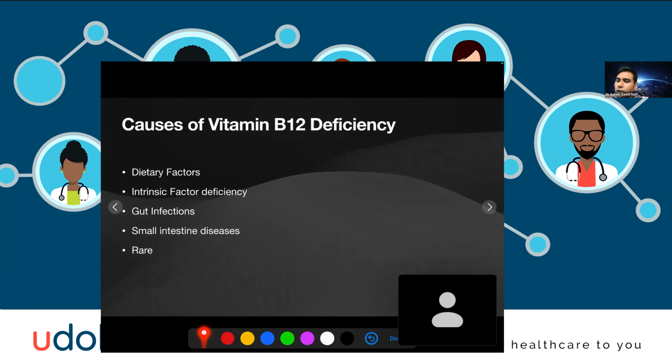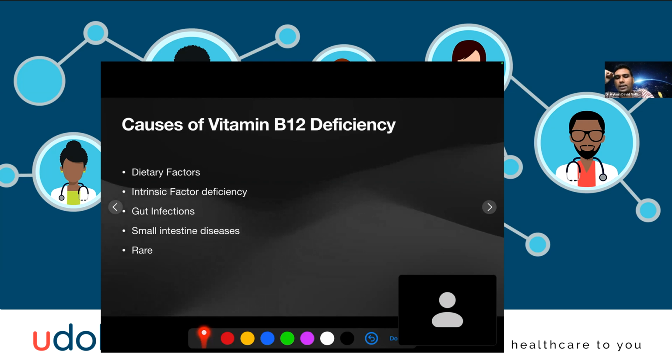Giardiasis is an infection with a parasite called Giardia duodenalis, and this is another infection that will now impair the absorption of the vitamin B12. It comes now to small intestine diseases. As we mentioned, the vitamin B12 is absorbed within the small gut itself, or the first part of the intestines.